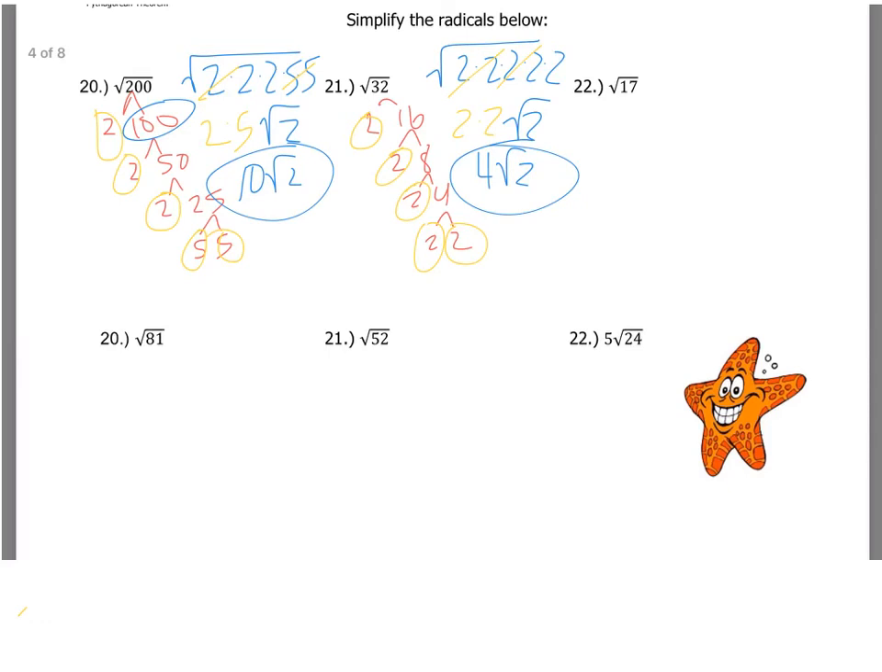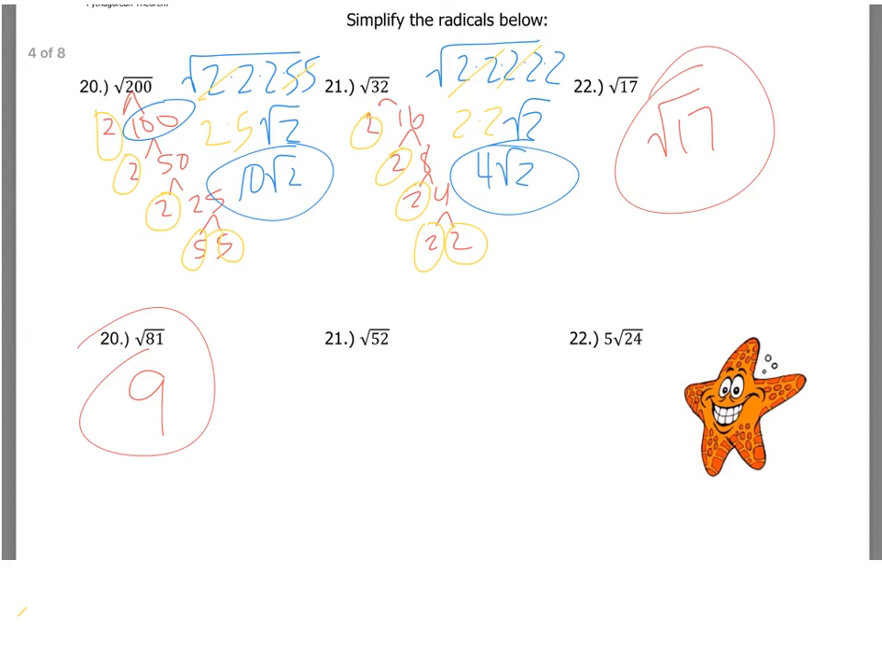Again, feel free to practice these on your own so you can pause and then check to see if you're doing them right. All right, 17. 17 is a prime number, so square root 17 is as far as it can go. If you look at number 20, you'll see that that is a perfect square. So 9 times 9 is 81, so that's as far as it can go.